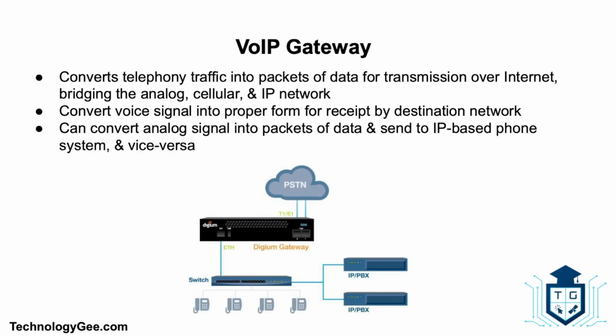Then we have a VoIP gateway. This is a hardware device that converts telephony traffic into packets of data for transmission over the internet, bridging the analog, cellular, and IP network. Depending on where the voice signal originates from, the gateway will convert the voice signal into the proper form for receipt by the destination network. If the voice signal originates from the PSTN, a VoIP gateway can convert the analog signal into packets of data and send it to the IP-based phone system and vice versa.